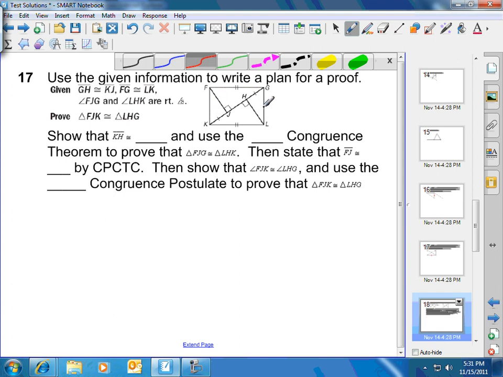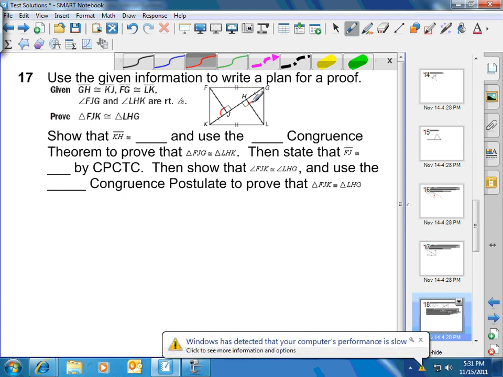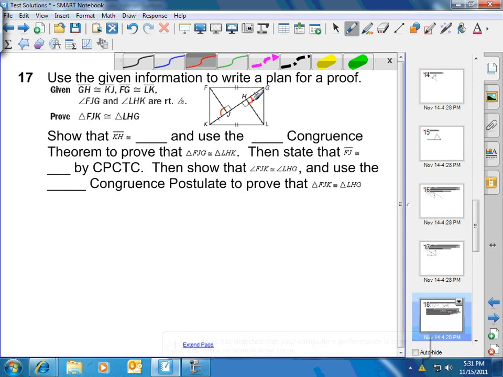All right? And then if this is a 90, then this must be a 90. And if this is a 90, then this must be a 90. So if we can just show that these two sides are congruent, then by side, angle, side, we can show that triangles FJK and LHG are congruent. So the first thing we'll do is we'll show that KH is congruent to JG or GJ.